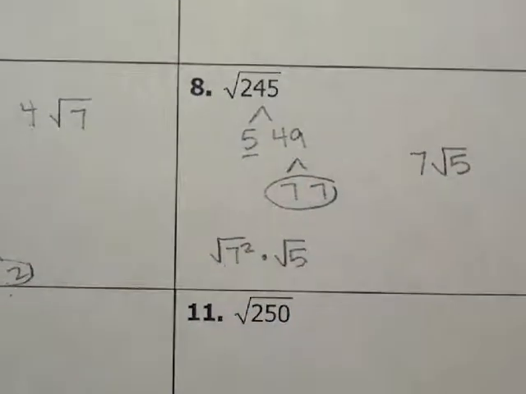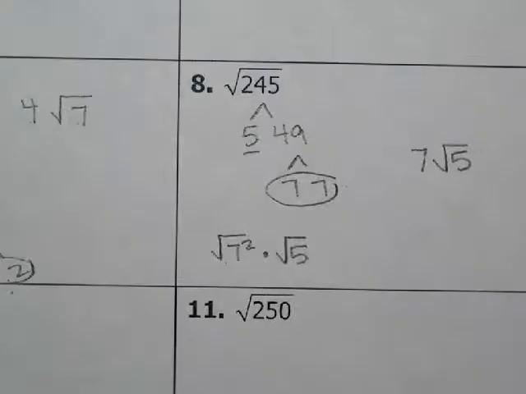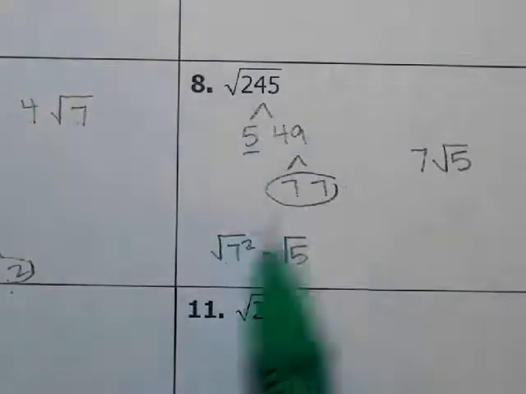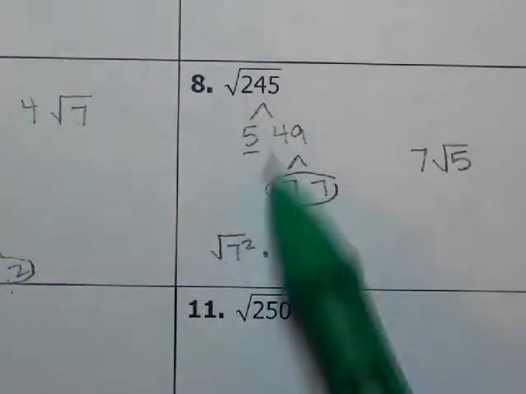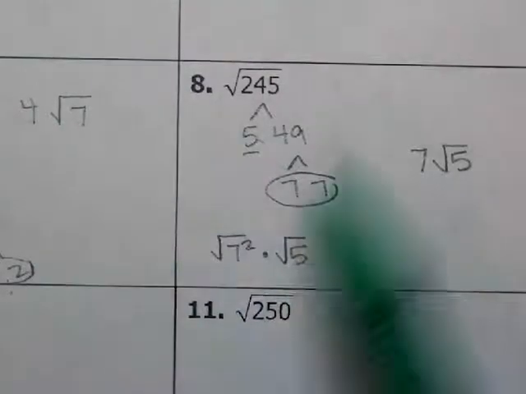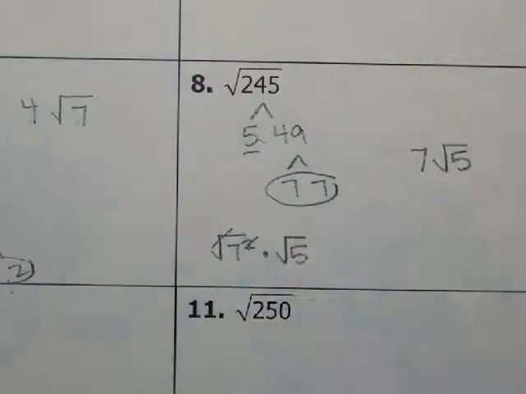That's why it works. Here's our 7 squared, and there's our 5. The square root and the squared cancel each other out, and that's what gives us just the plain 7.